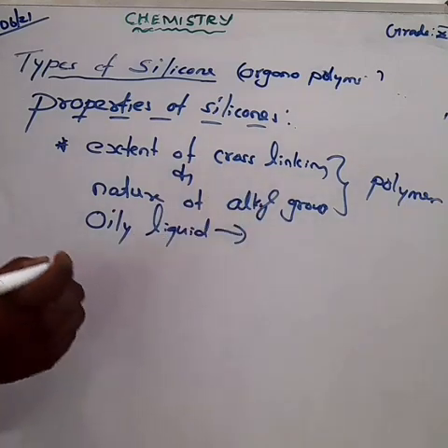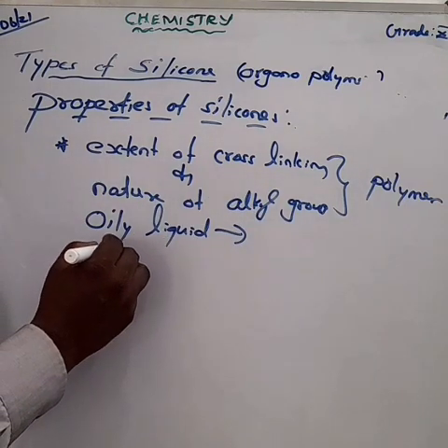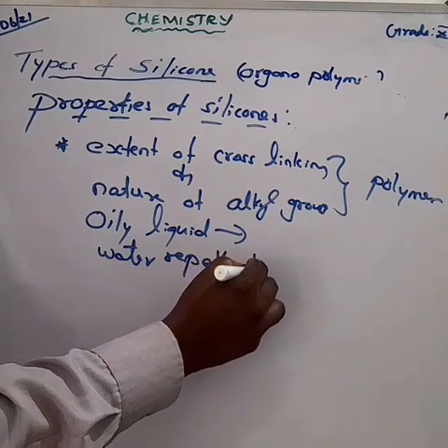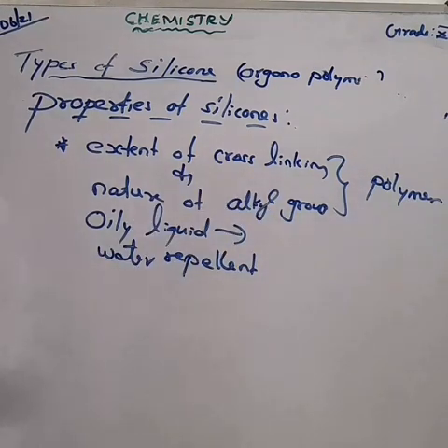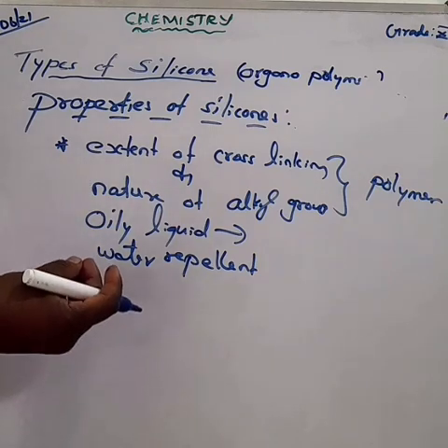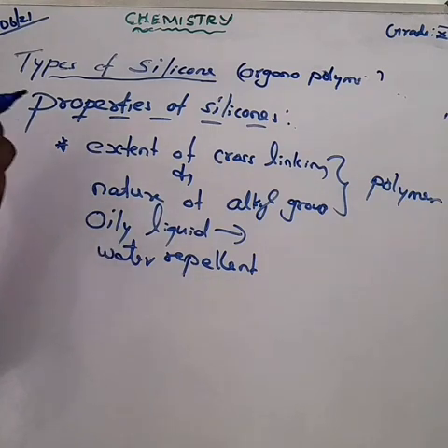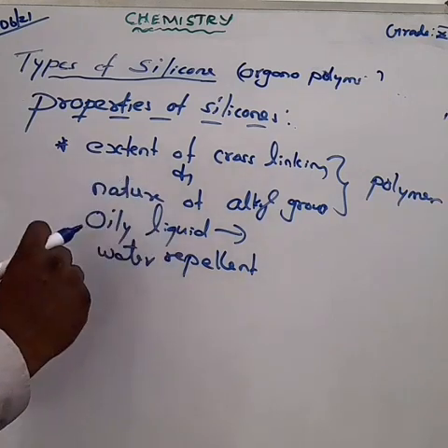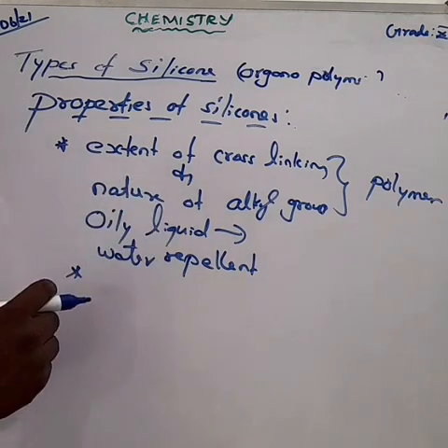All silicones are water repellent. We know that water repellent means water cannot enter. Why does this happen? This property is due to the presence of organic side groups, that is, organic groups surrounding the silicon.